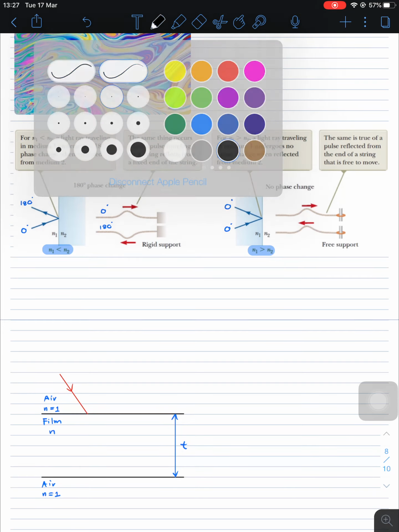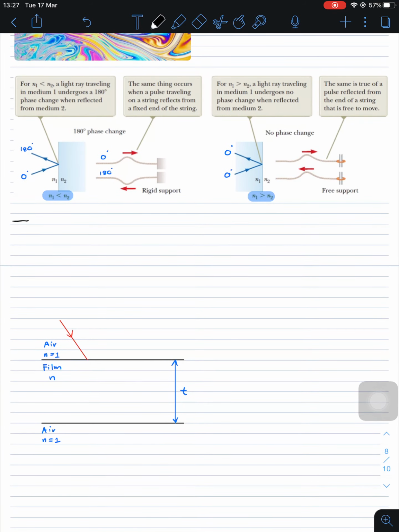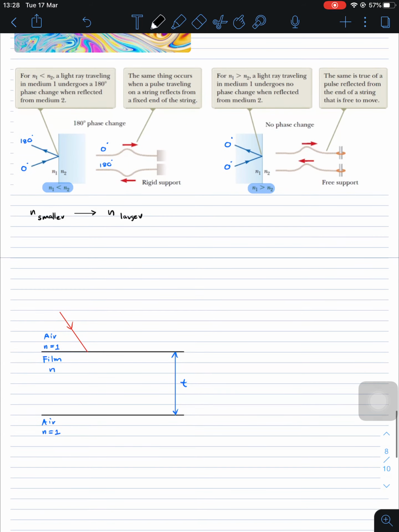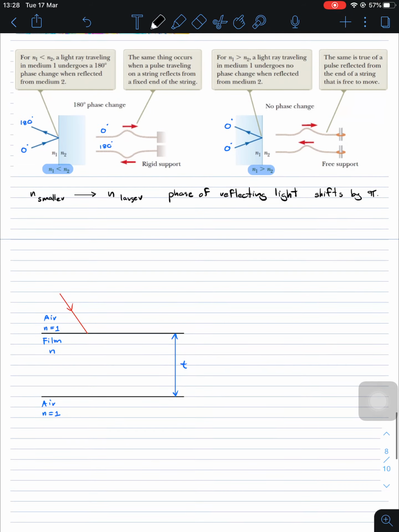So for the conclusion, if we have light going from smaller n to larger n, the phase of the reflected light shifts by pi, or 180 degrees. But on the other hand, if we have light propagating from larger n to smaller n, the phase of the reflected light doesn't change.